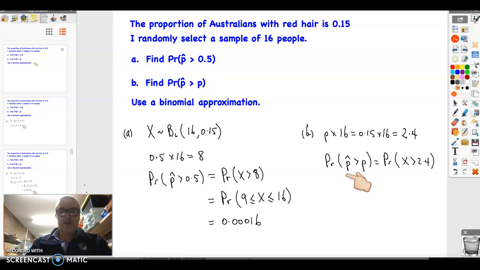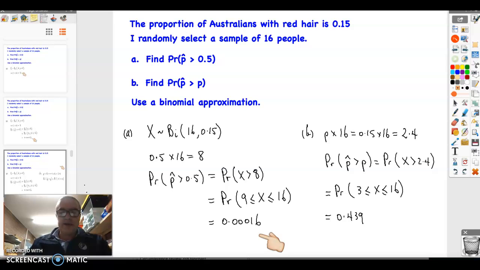So framing the question about the proportion in terms of the discrete variable, the probability that our sample proportion is greater than p would be equal to the probability that x is greater than 2.4. And because x is a discrete variable, that means that we're looking at the probability that x is anything from 3 to 16 in that sample. And again, using our binomial CDF function, that gives us a probability of 0.439.